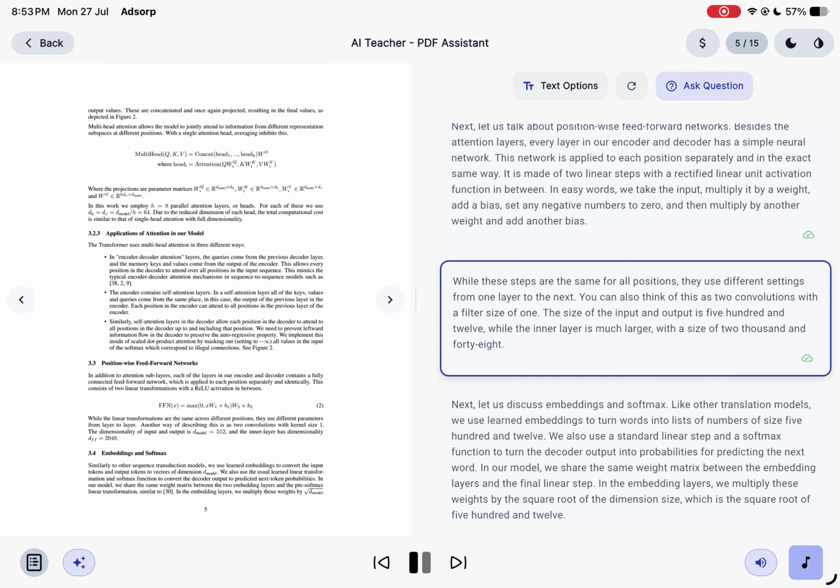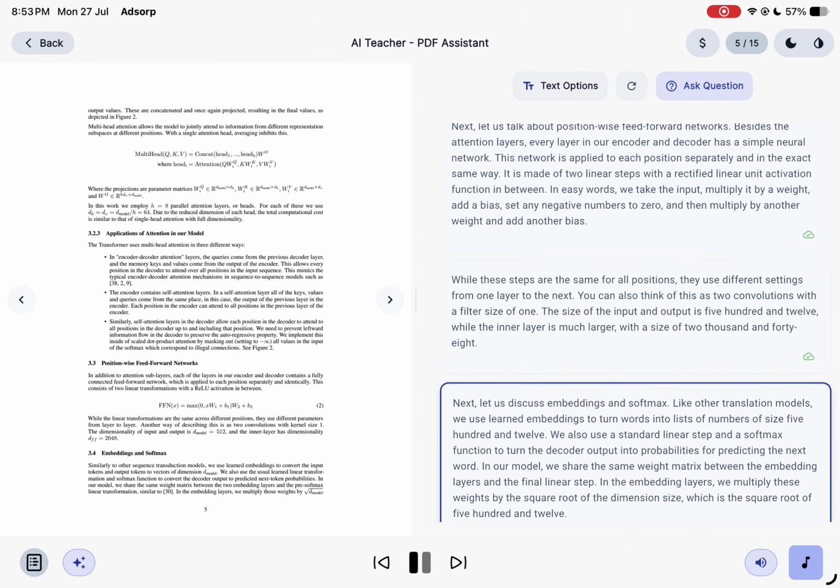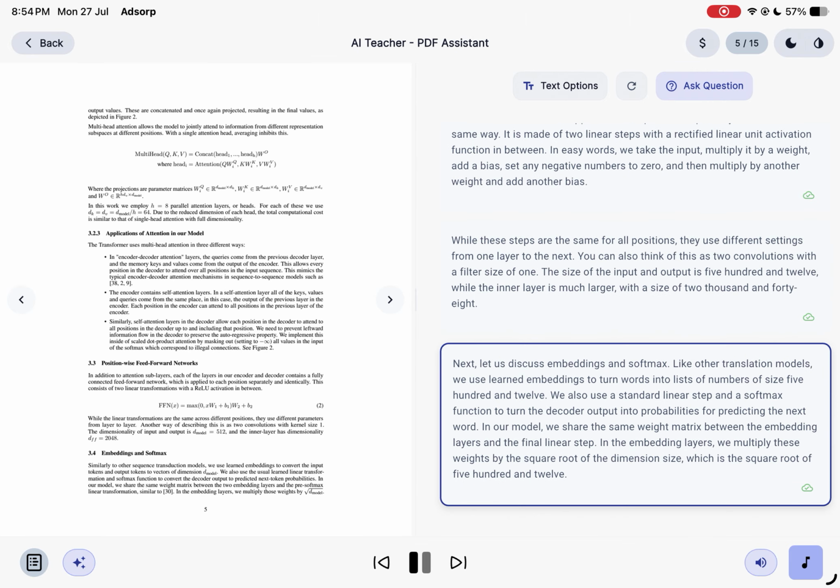You can also think of this as 2 convolutions with a filter size of 1. The size of the input and output is 512, while the inner layer is much larger, with a size of 2048. Next, let us discuss embeddings and softmax.